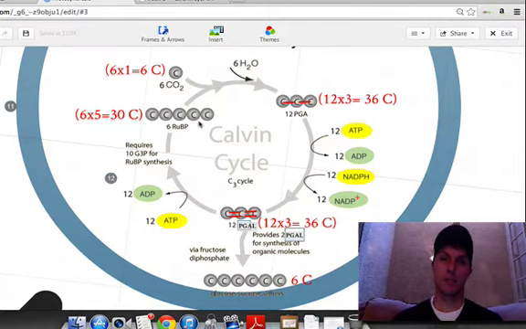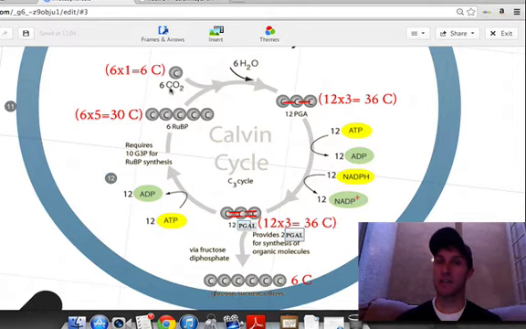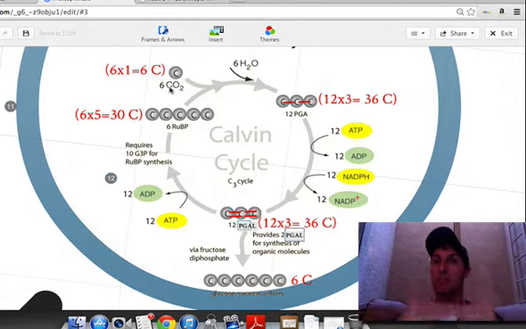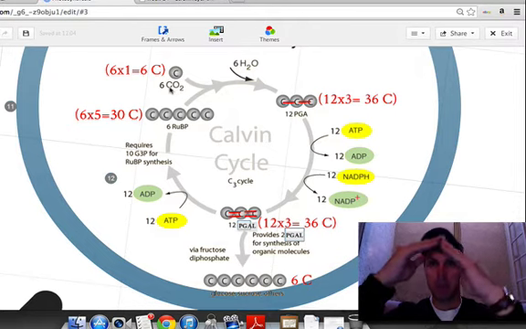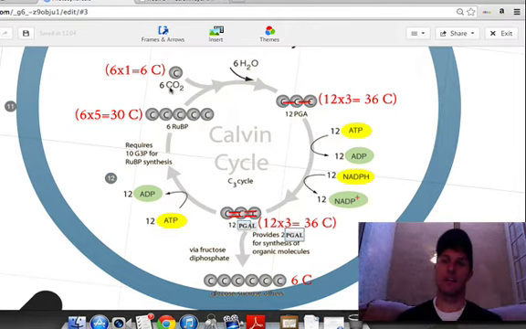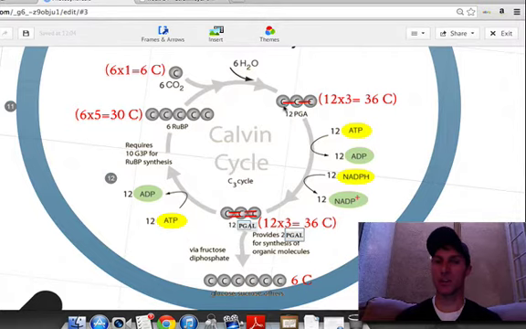Now, to these Rubiscos, we're going to add a carbon in the form of CO2. So we're going to add 6 carbons. And what happens is each of these carbons gets added onto the 5-carbon chain to make a 6-carbon chain. The 6-carbon chain is big and floppy, and it immediately breaks into 3-carbon chains. So we're going to have 12. They're called PGAs. A PGA is a 3-carbon chain with single bonds.